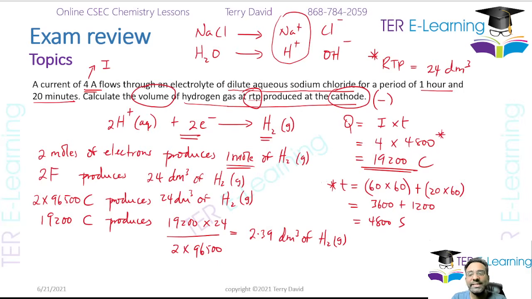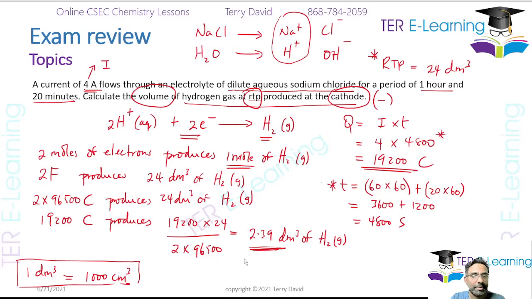Yeah, Keon, you can work in cm cube if you want, right? So what Keon is saying is this. 1 dm cube of a gas is actually equal to 1000 cm cube, right? So sometimes you may have to work in either dm cube or cm cube. So all you have to do if you want this answer in cm cube is just multiply by 1000. That's it.